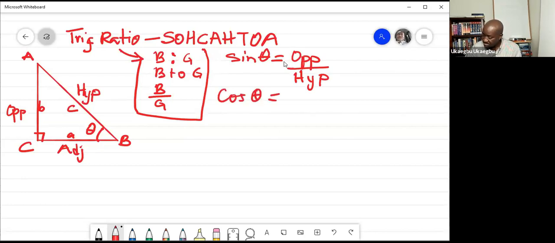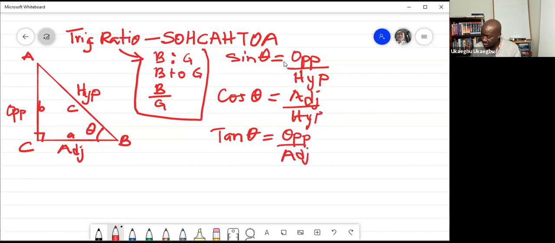Cos theta is A for adjacent over hypotenuse, and T is for tangent. Tangent theta is opposite over adjacent. So that's the basic trig ratio.